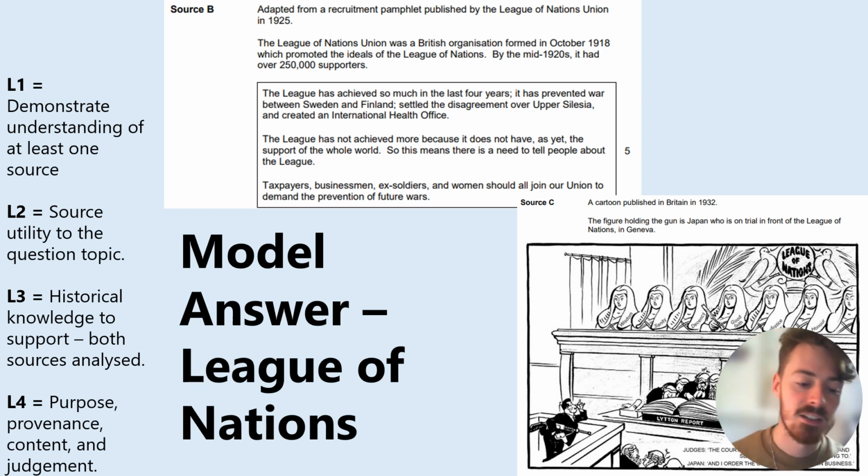Source B, some might argue source B is useful though, because B presents this idea that the League is aware of their weaknesses, that they are wanting to make themselves better, specifically by adding more countries to the League. But I think this argument's limited because this is in 1925. But source C is in 1932, 7 years later, and the League is still continuing to fail to achieve.